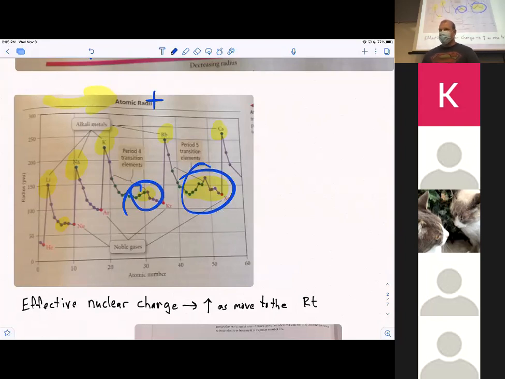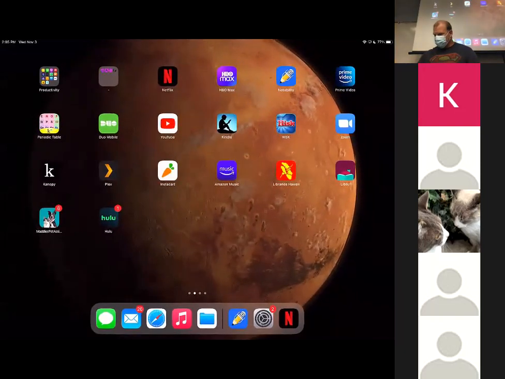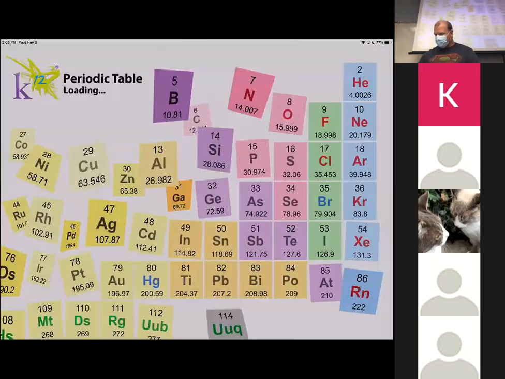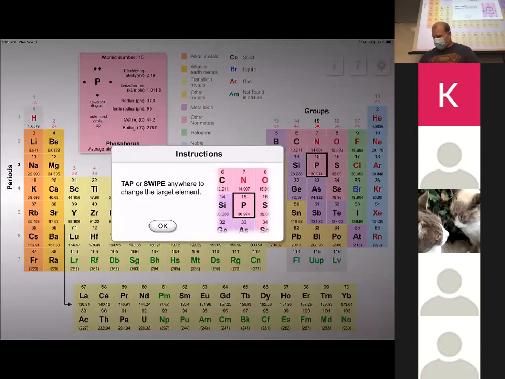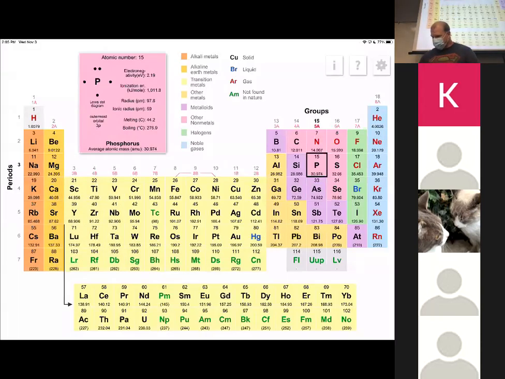What are elements 30 and 20? Element 30, I think, is... 20, okay. 30 must be... 30 is zinc and copper.